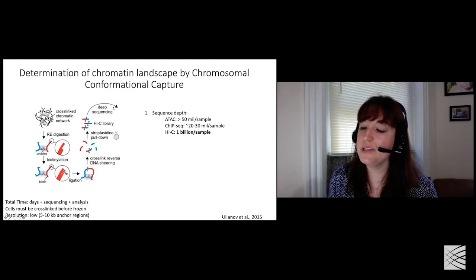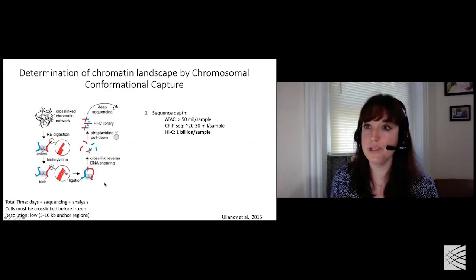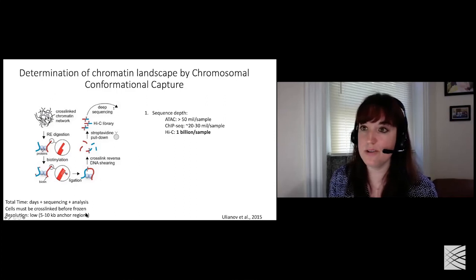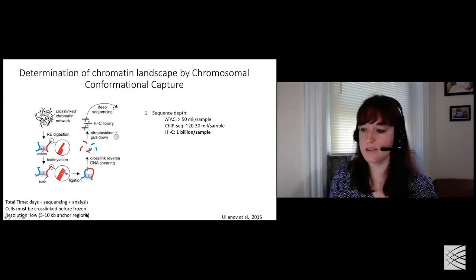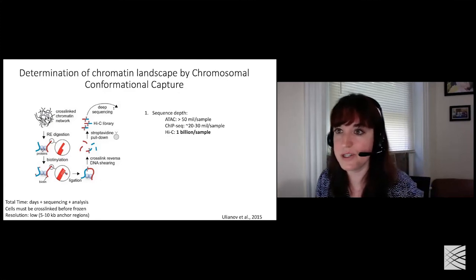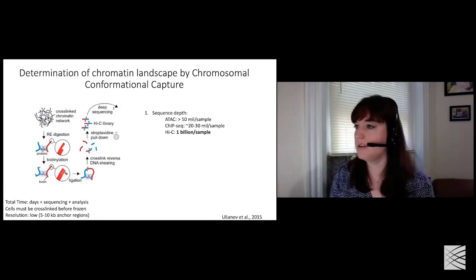And then the sequencing resolution is also different from ChIP-seq or ATAC-seq. This is at low resolution because these DNA contacts are very temporary, I would say. And so you need a lot of sequences to build your DNA junctions, and you can really only do that at relatively low resolution. I'll explain that a little bit more on the next slide.